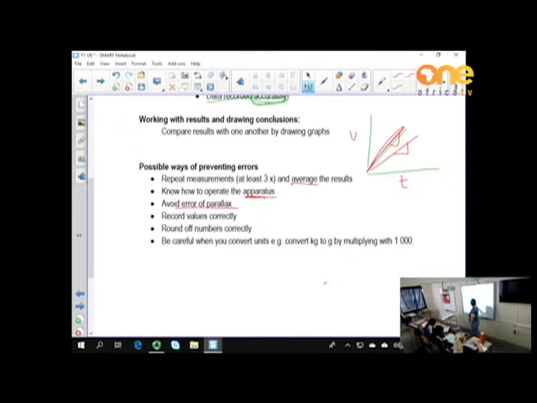Avoid the error of parallax. Record the values correctly. In other words, concentrate, when you're doing it over a long period of time. Round off numbers correctly. And be careful when you convert units. For example, kilograms to grams, or meters to centimeters or millimeters. Okay?